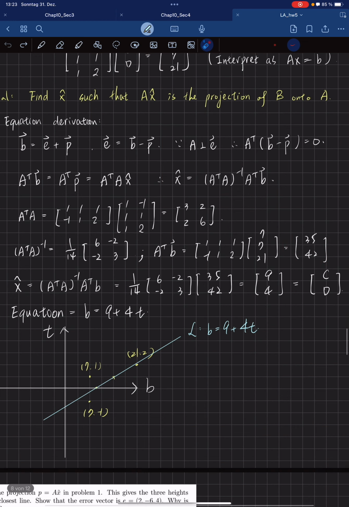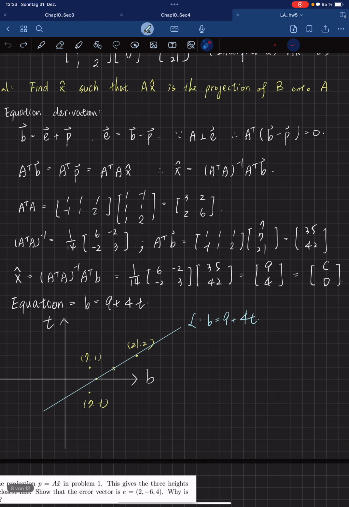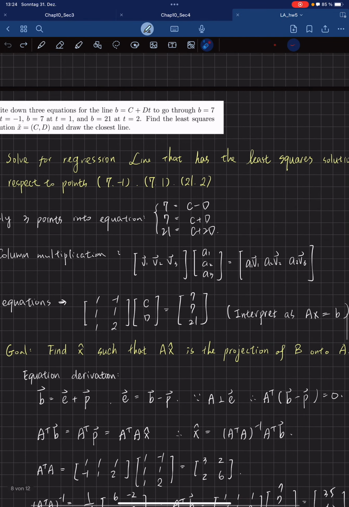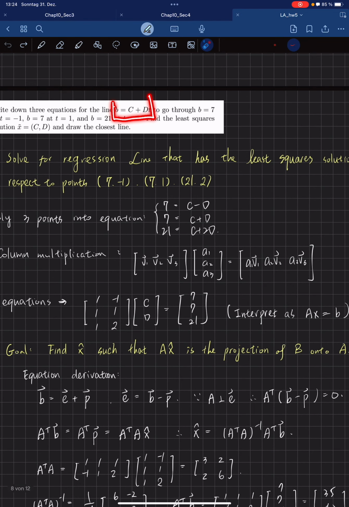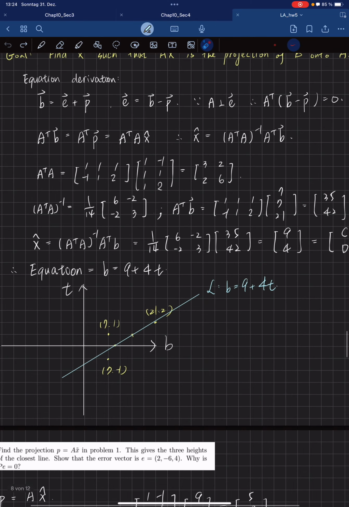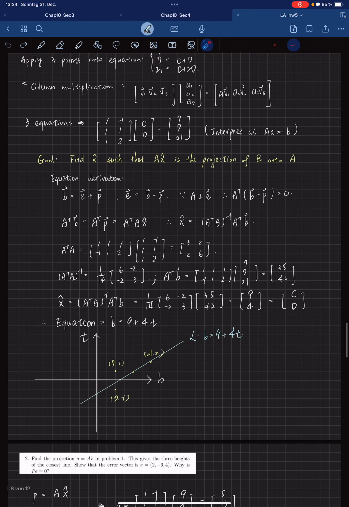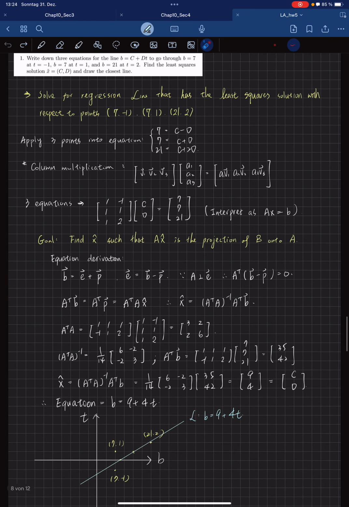So now our x hat is ultimately the product of this multiplied by this. At the end we get 9, 4, which corresponds to our C and D in the line b is equal to C plus Dt. Now if we plot the line, the blue line here is our regression line, and the yellow points are the points given in the question. And that's all for question 1.